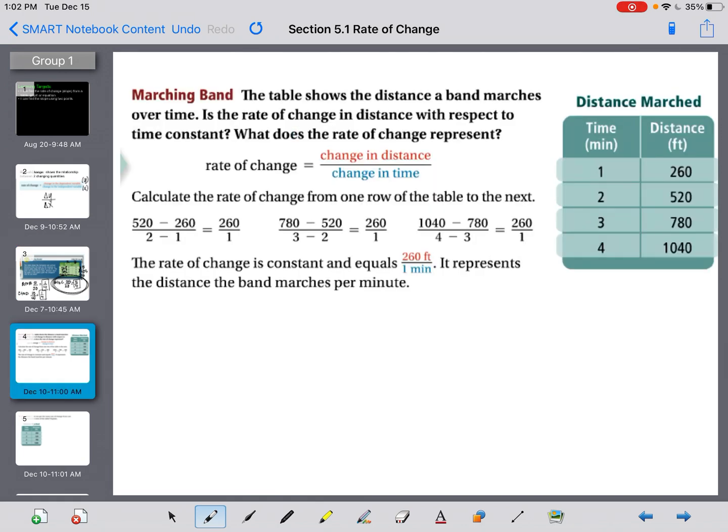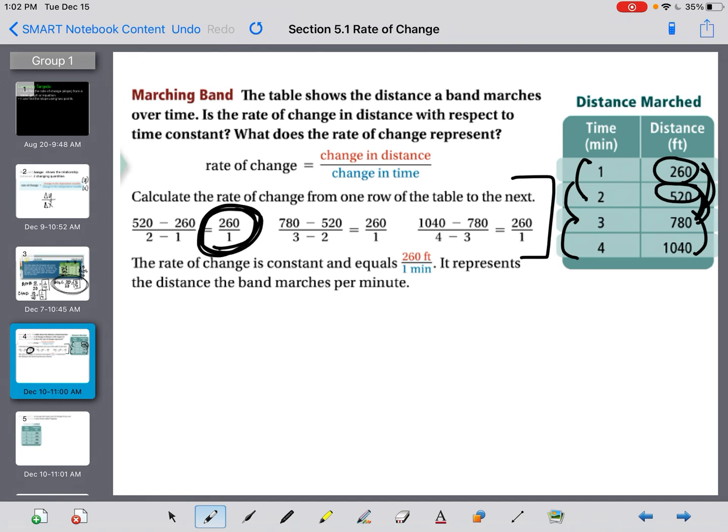All right, the marching band. This table shows the distance that a band marches over time. Is the rate of change in distance with respect to time constant? And what does the rate of change represent? Okay, so they actually show you right here the answer to their question. They were finding the difference between each set of numbers. The first one, they took 520 minus 260 to find out that it changed by 260 feet. And from 2 seconds minus 1 second, so that meant that every 1 second, they were going 260 feet.